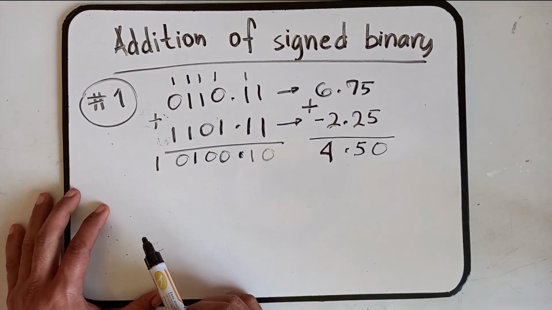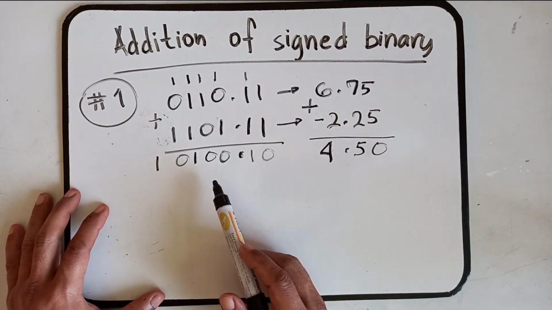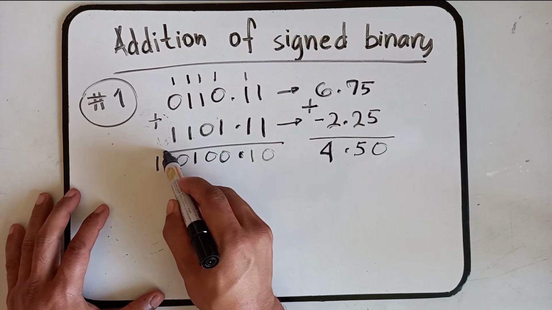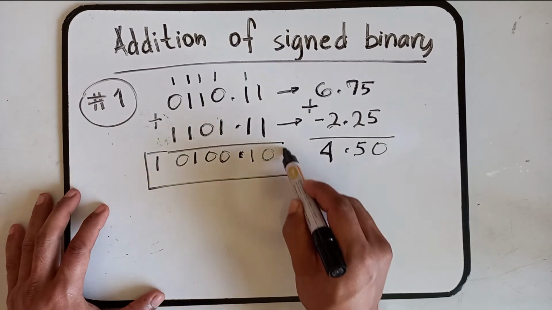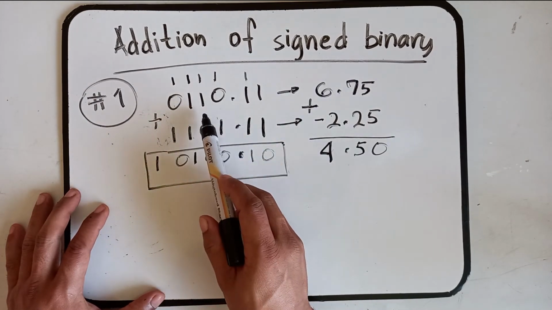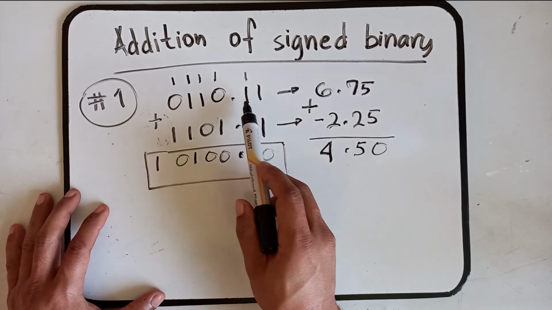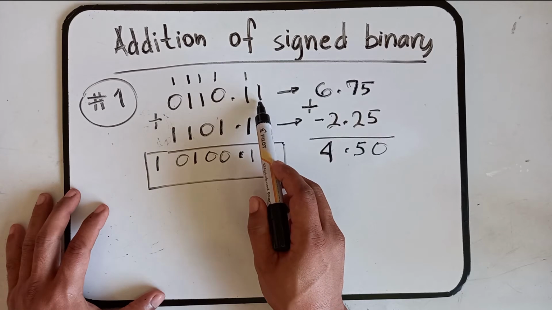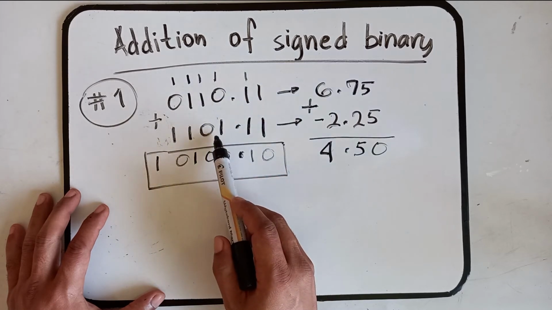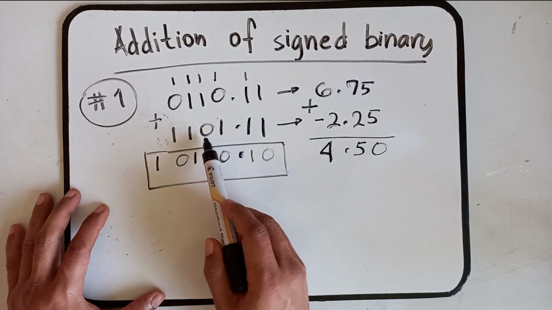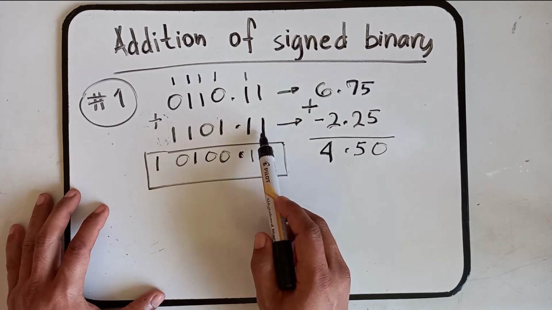Okay, so now let's observe our answer. So this is our answer. Remember that in our given, we have only 4 bits on the whole number part and 2 bits on the fractional part. Same with the second given, we have only 4 bits on the whole number part and 2 bits on the fractional part.